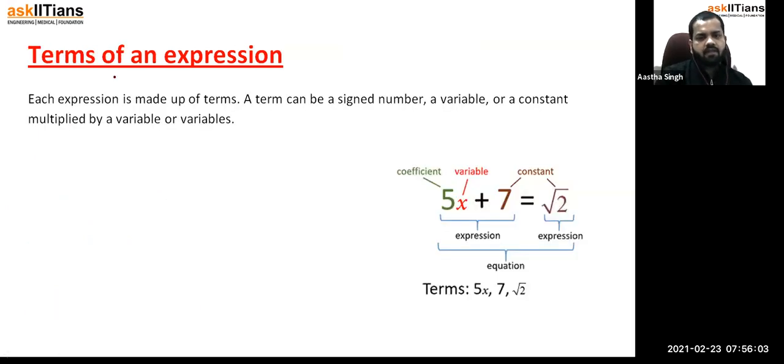We will now study the terms of an expression. Each expression is made up of terms. A term can be a number, a variable, or a constant multiplied by a variable or variables. Basically, if I write the expression 4x plus 5.